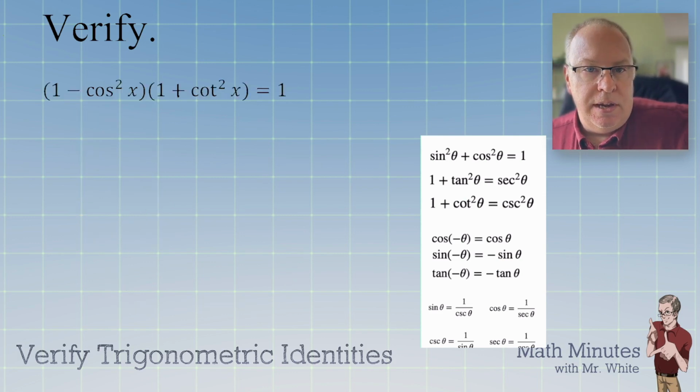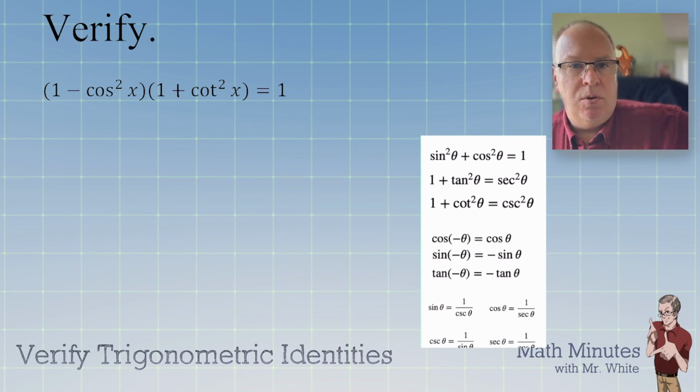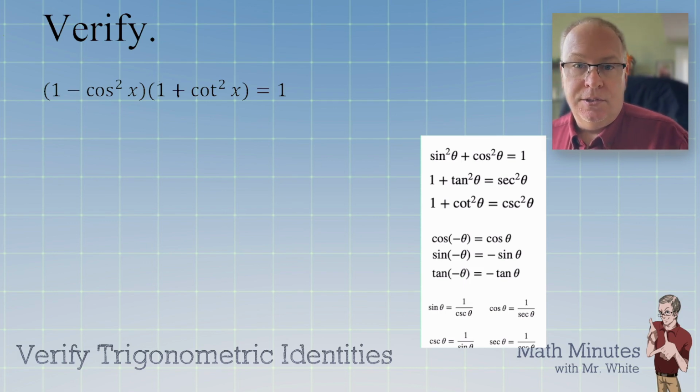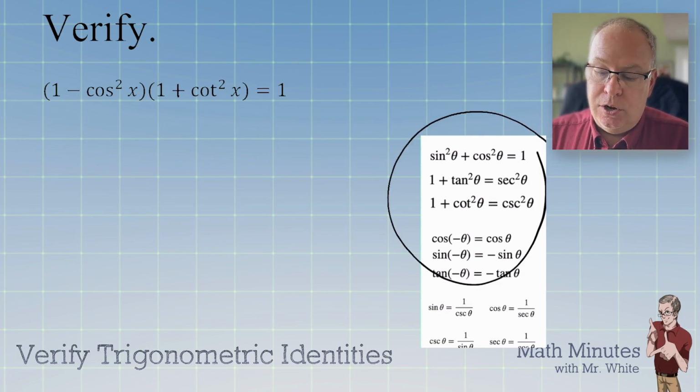1 minus cosine squared plus 1 plus cotangent squared is equal to 1. Wow, well, that's pretty cool. We're going to prove it. We're going to verify it. All right, so I'm pausing. I'm taking my time so you can think a little bit. Do you see anything there that can be done? Where would you go on this? You could FOIL it out, but boy, that would make a giant mess, right? We'd have a whole bunch of ugliness. Do you see anything on our formula sheet over here?